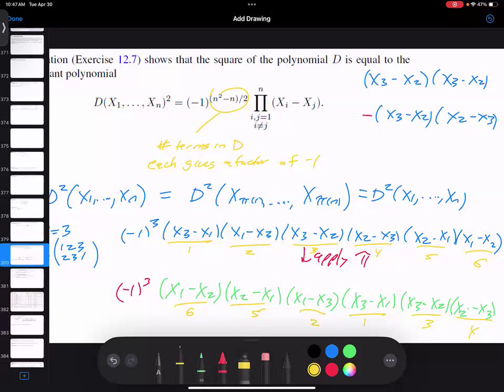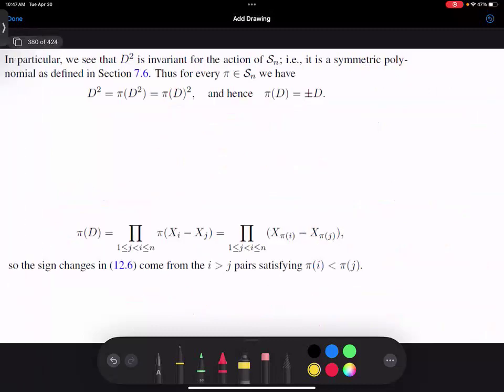So now we can use this to prove that the number of transpositions in any decomposition is either always even or always odd for a given permutation. And what we just noticed is that the polynomial D squared is invariant whenever we apply any permutation pi. So pi of D squared is equal to D squared. But pi of D squared is just pi of D times pi of D. So what should this remind you of? Pi of D squared is pi of D, pi of D. What does this kind of remind you of? Have we seen something like this before?